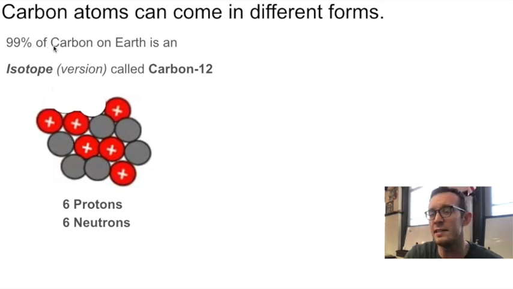And so when we say that this is the most common version or isotope of carbon, it is extremely common. 99% of all carbon on Earth is the isotope carbon-12. It has nuclei that look like this.